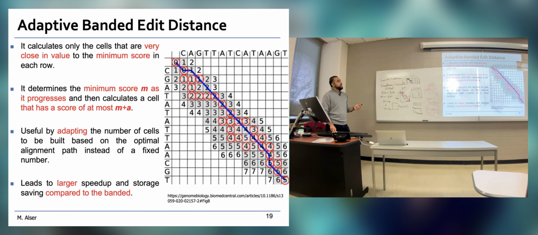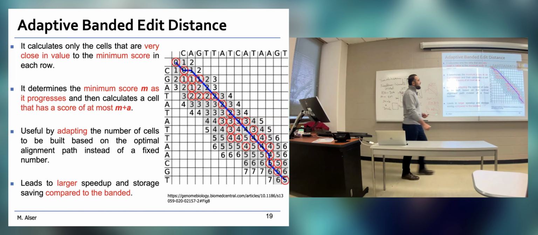Now, the algorithm says it calculates only the cells that are very close in value to the minimum score in each row. Instead of dictating the number of cells to be calculated to the right and the left, so here, for example, we have 4 cells, but here we have 3 cells. And that is based on the minimum score in any row. So the middle point for us, instead of being on the main diagonal, now it can be shifted to the right or to the left, depending on what? The minimum score in each row.